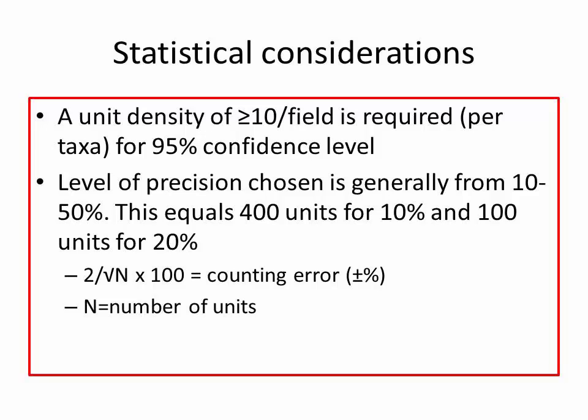That's 400 units to get 10% precision and 100 units for 20% precision. And typically, it's acceptable to go 10 or 20% precision on your cell countings. This just is the little formula that would give you that precision percentage. So as long as we're roughly counting around 400 units, and we've got unit densities of 10, greater than 10 per field, we're going to be well within statistically good areas for countings.